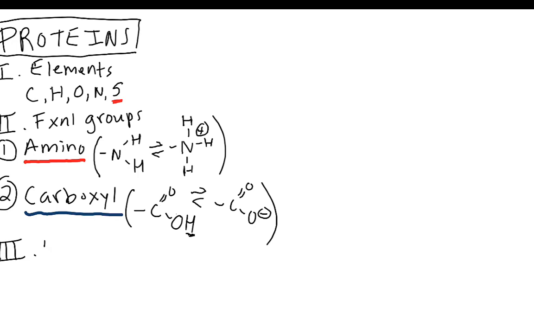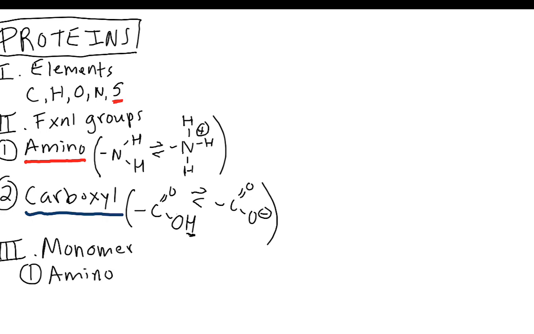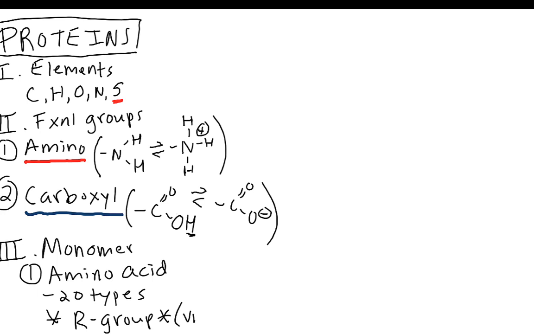We need to know the monomer, the single unit of proteins, so that is amino acids. There are 20 types, and some organisms, like certain bacteria, have modifications on those, but generally we think 20 types. And the R group, the variable group, which we'll see in a moment, is really important. That's what makes each amino acid unique, all 20 of them. All right, so that's the monomer, the building block.